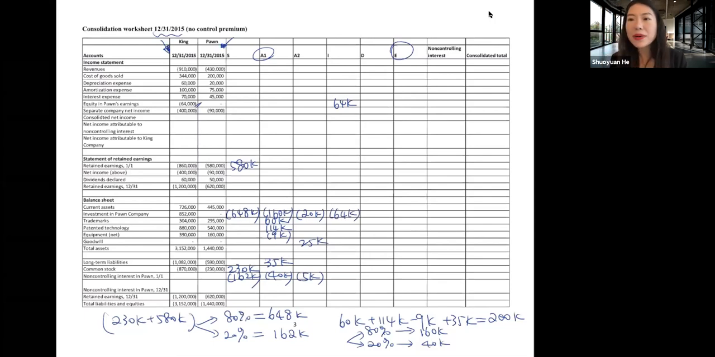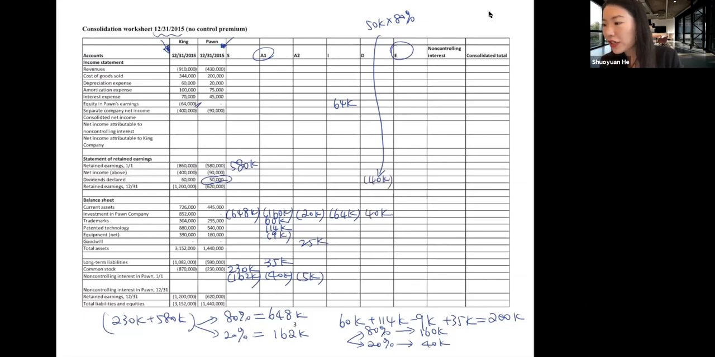Consolidation entry D, the purpose is to eliminate the parent's share of the subsidiary's dividend. So the dividend paid by the subsidiary is 50,000, and the parent has 80% of it. So here we eliminate 80% of 50,000, which is 40,000. And we increase the investment account by 40,000. Consolidation entry E, the purpose is to recognize the current year amortization and depreciation.